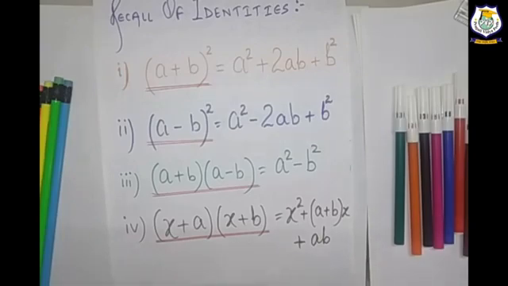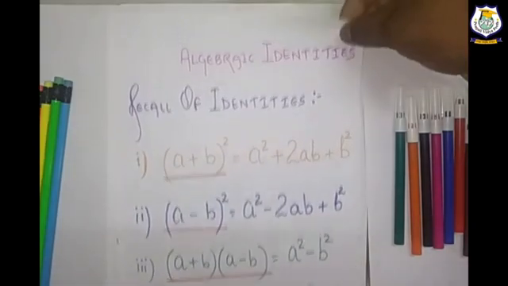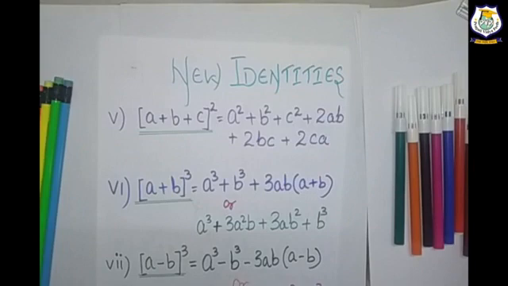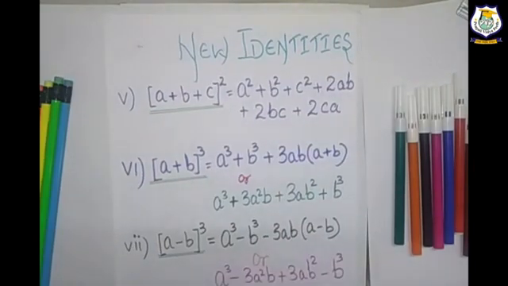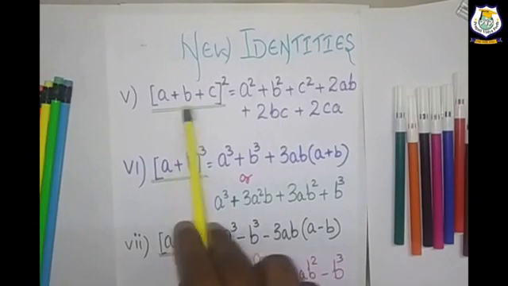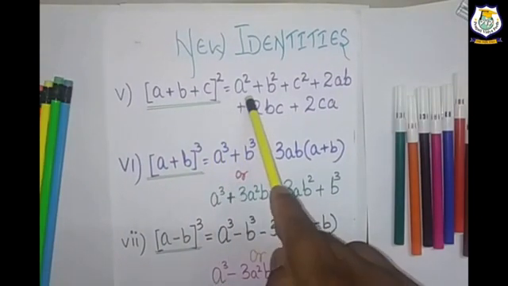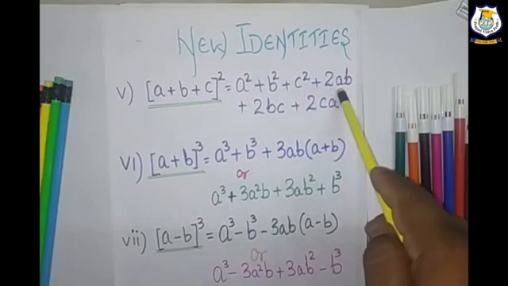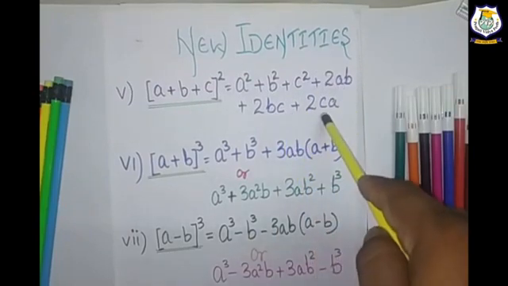The new identities which we need for class 9th are as follows. These are some of the new identities. Now have a look. (a plus b plus c) whole square, which is equal to a square plus b square plus c square plus 2ab plus 2bc plus 2ca.